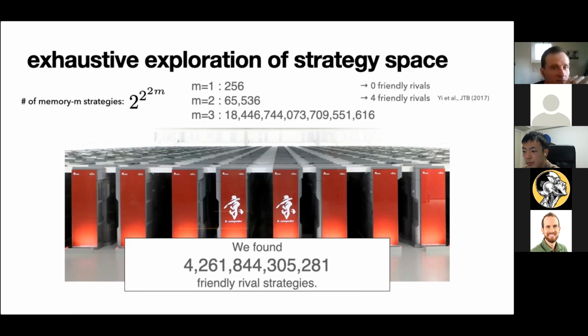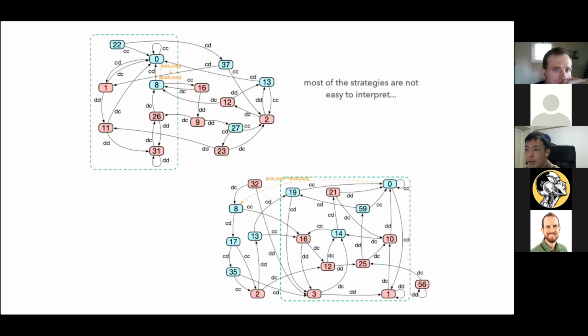Although its fraction is quite tiny compared to the whole strategy space, there are indeed many types of friendly rivals. Using these friendly rivals, it is indeed possible to achieve mutual cooperation while defending oneself from malicious defectors. Most of these friendly rivals are too complicated, and it is not straightforward to interpret how they are working. Here we picked 2 examples and depicted their behaviors as automata. As you can see, there are many internal states and they are not easily understood.